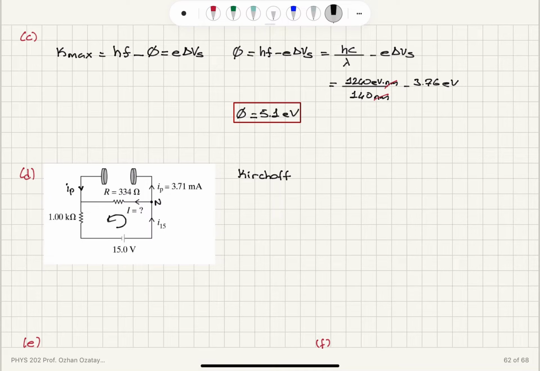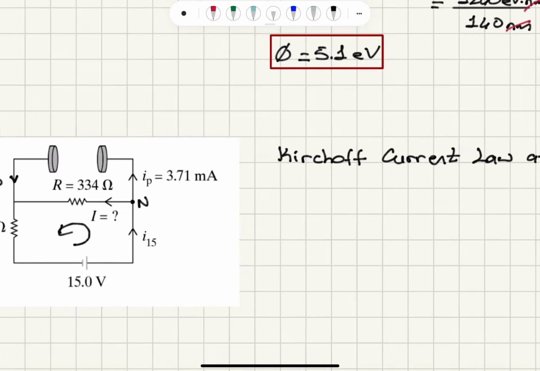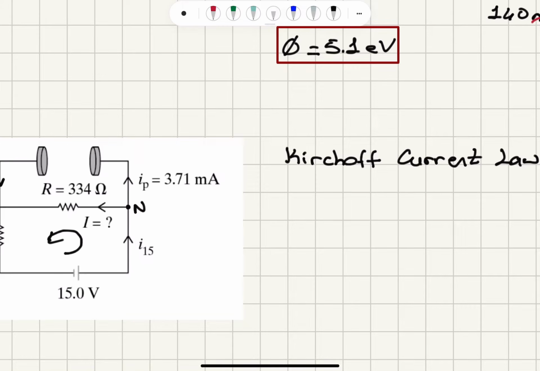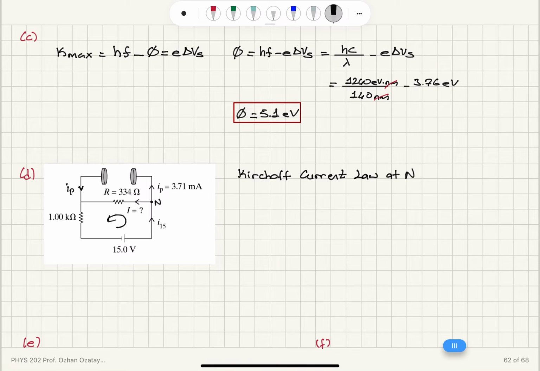Current Law at the node N. That means all the currents that are entering this node should be equal to 0. So who is entering? I15, the current of the 15 volt branch, is entering, and these two are leaving. So in this convention, I15, the current that enters, must be equal to the current that leaves, current I plus the photocurrent.